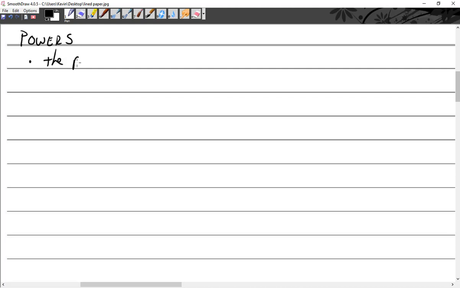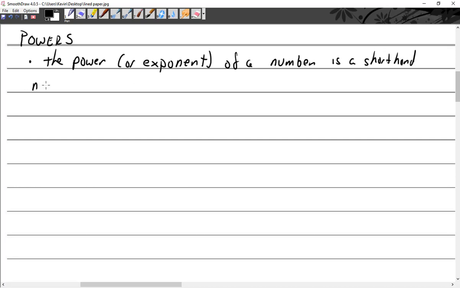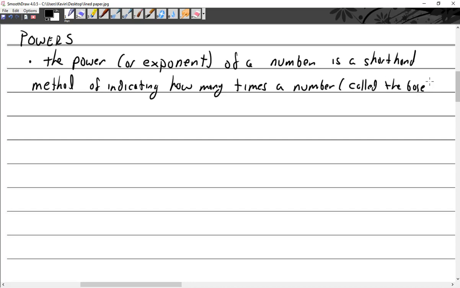Powers. The power or exponent of a number is a shorthand method of indicating how many times a number, called the base, is multiplied by itself.